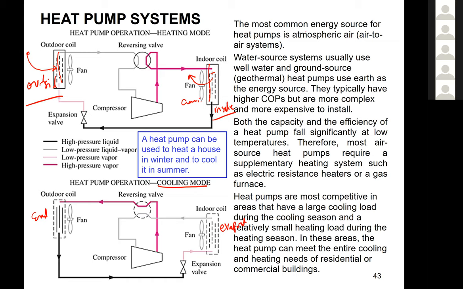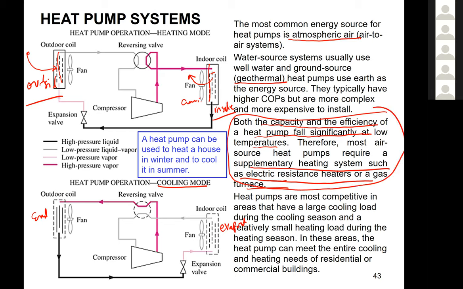The most common energy source for heat pumps is atmospheric air. If atmospheric air is so cold, then we have other renewable sources, like, for instance, geothermal energy, where we have the evaporator side that goes deep into the ground, and we take the heat from the underground. Both the capacity and the efficiency of a heat pump fall significantly at low temperature. Therefore, most air source heat pumps require a supplementary heating system such as electric resistance heaters or a gas furnace. And this is the reason why we need to go for dual heat pump. I'll talk in a minute about the coefficient of performance for heat pumps and air conditioners. And we are going to see the impact of increasing difference between low temperature and high temperature, how that would impact the COP, and why we need to have another source for auxiliary heating.